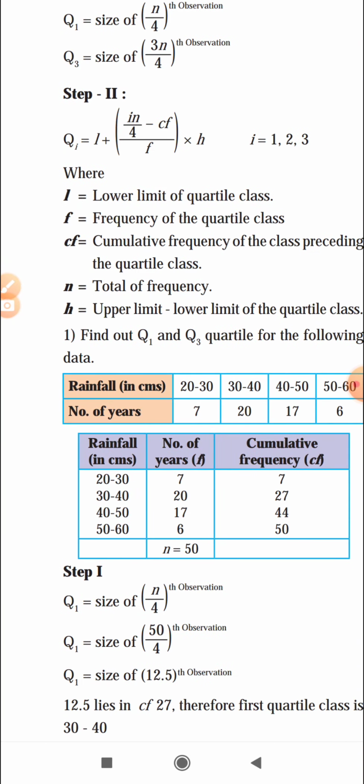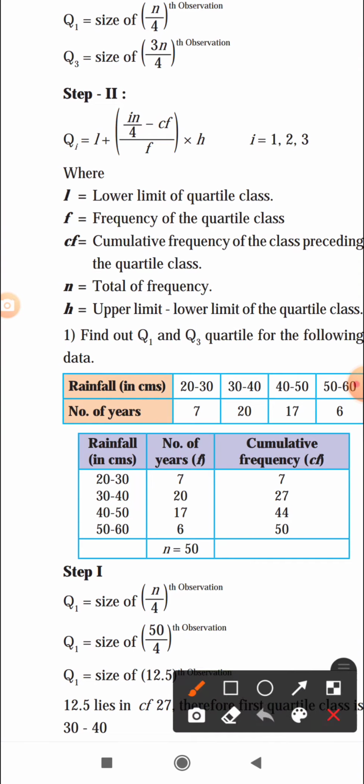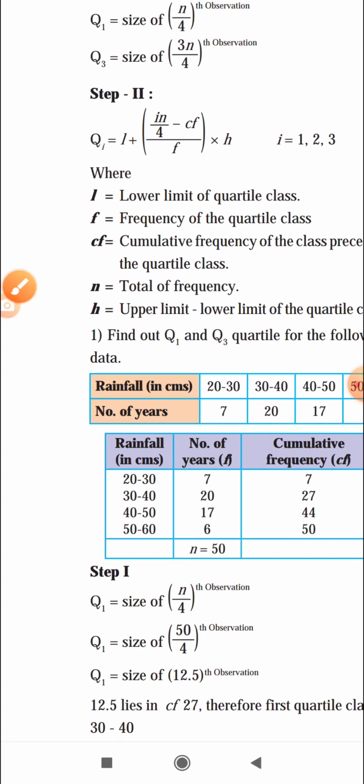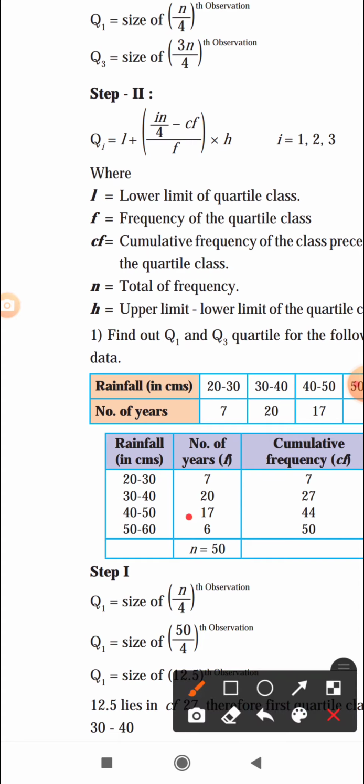So here is our table. 37.5 does not lie in 27, does not lie in 50, it lies in 44. So the quartile class is 40 to 50. Frequency is 17, and CF is 27.